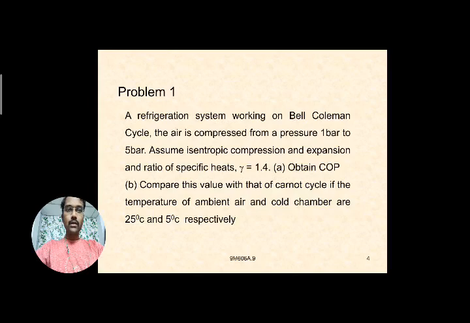We have seen a numerical problem on the Carnot cycle in the previous video lesson, and we have also found the equation for the COP of the Carnot cycle. Similarly, we have seen the COP for the Bell-Coleman cycle also. So from the given problem, first we find the given data. The pressure values are given as 1 bar and 5 bar. For this you have to remember the PV and TS diagram of the Bell-Coleman cycle. So just have a look at the given data.